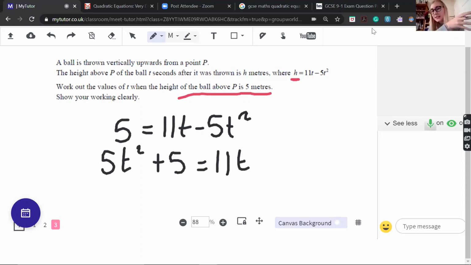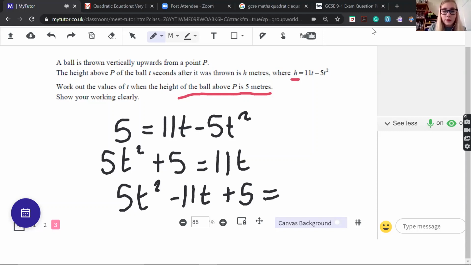Just we like our t squared to be there, and we like it to be positive. And then we just have to take this 11t over to the other side as well. And we're going to pop it in the middle here, because this is how we like our equations to look. T squared, t, constant equals 0.